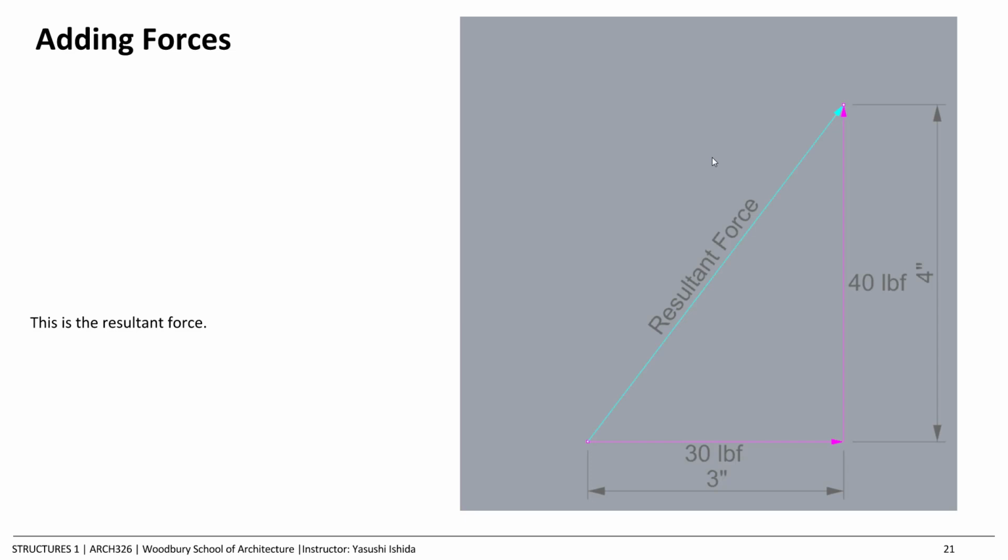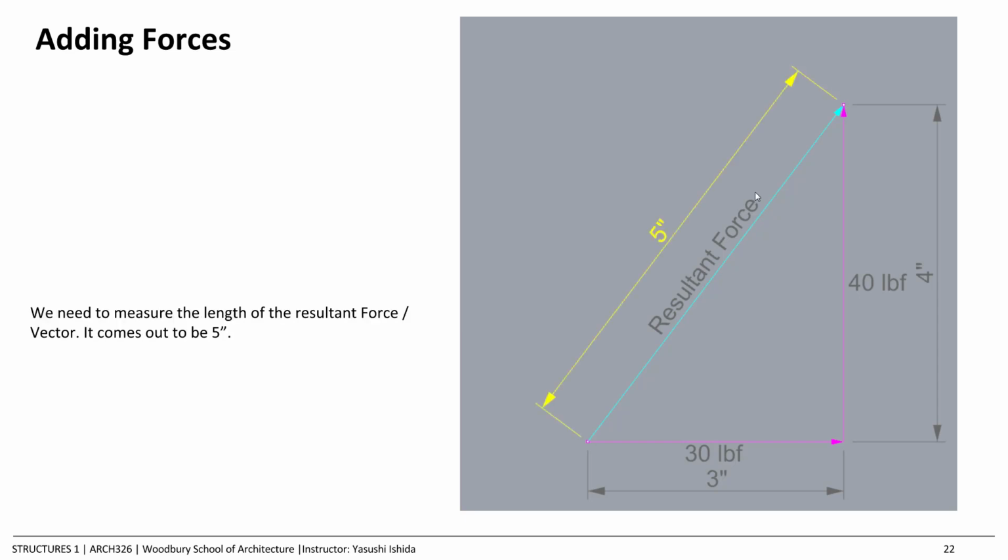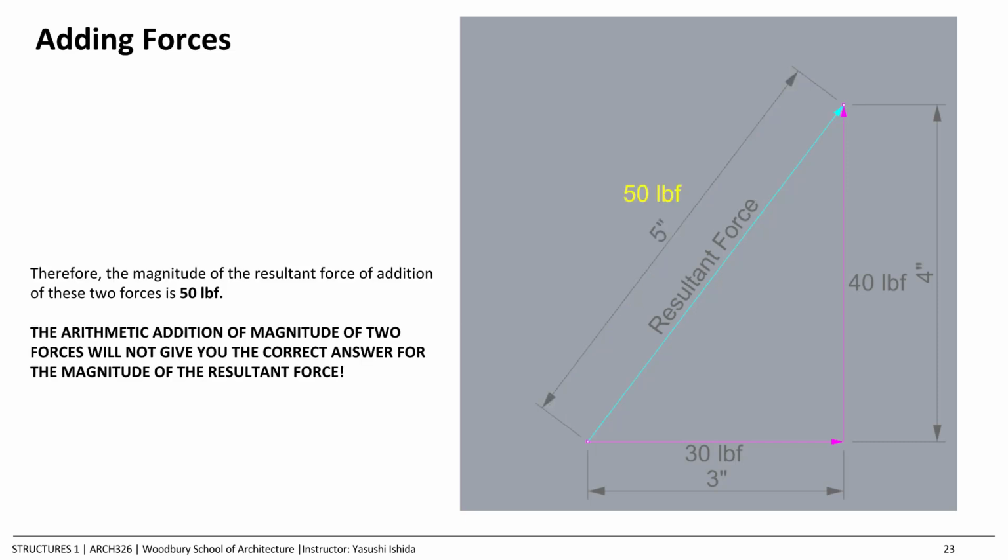Anyway, we're going to be drawing this in CAD, so even if you didn't know that, you can measure the lengths in the software and call it a day. This resultant force would be 5 inches, represented by a 5-inch long arrow. Therefore, it's 50-pound force. So the arithmetic addition of the magnitudes of two forces will not give you the correct answer for the magnitude of the resultant force. That's the most important thing. So far, so good? Yeah?